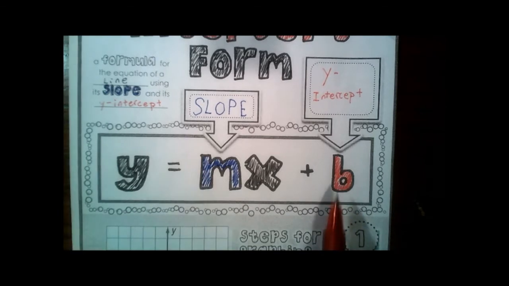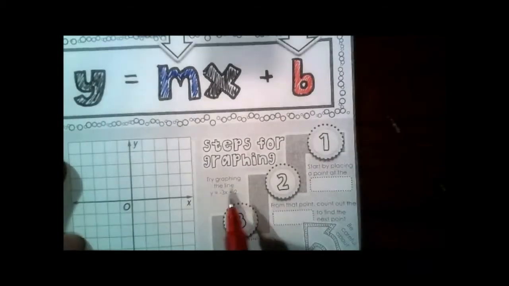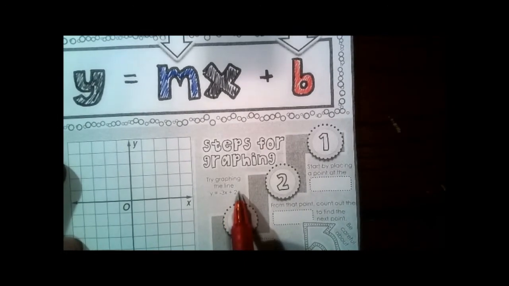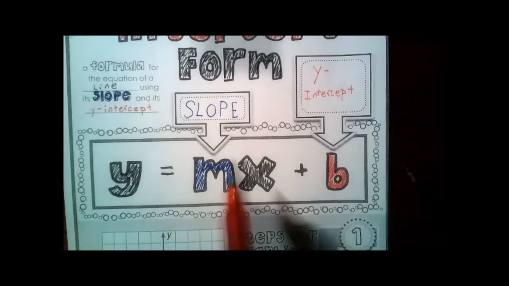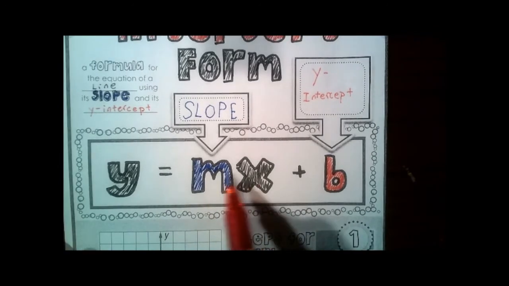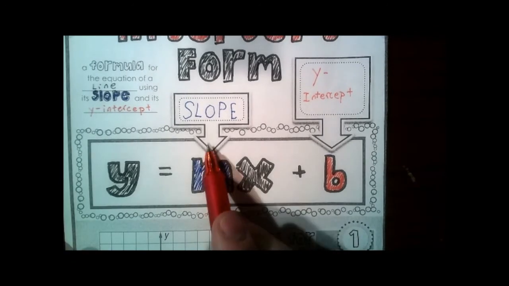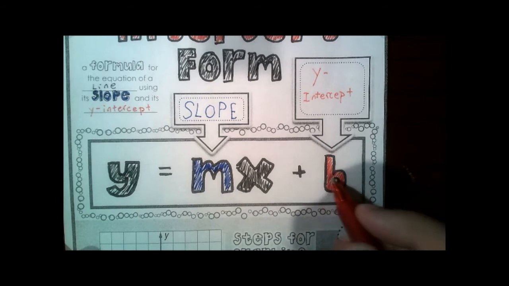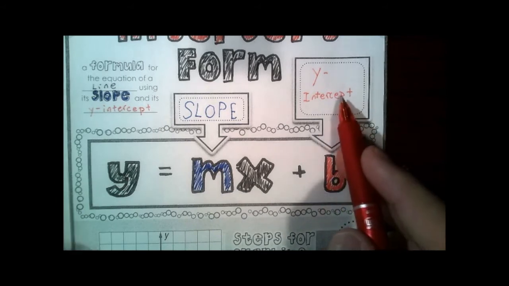So you'll see there's an example down here. It says y equals negative 3x plus 2. See how there's a y and there's an x, and then there's two numbers. Now those numbers mean certain things. The coefficient of x, the number that's on the x, is the slope. The number that's by itself, that's the y-intercept.